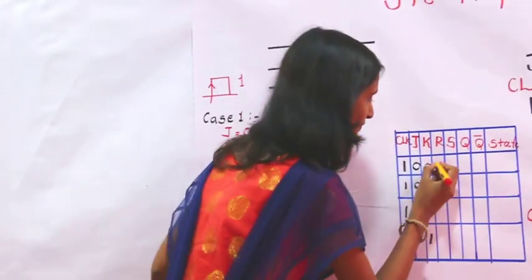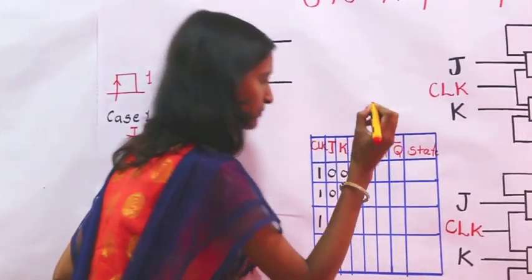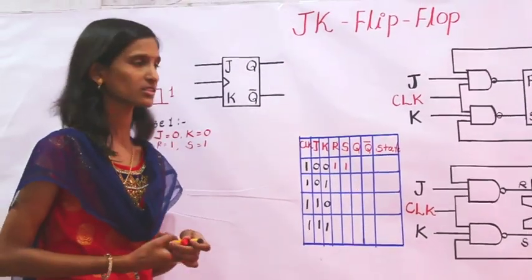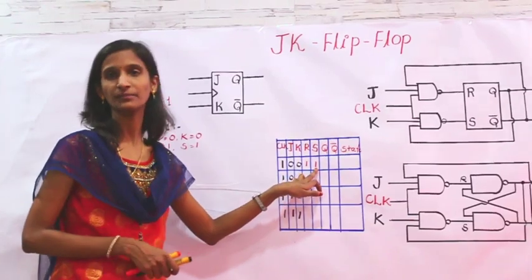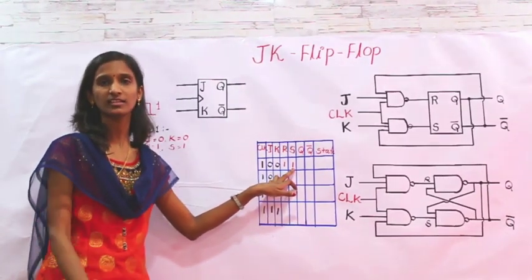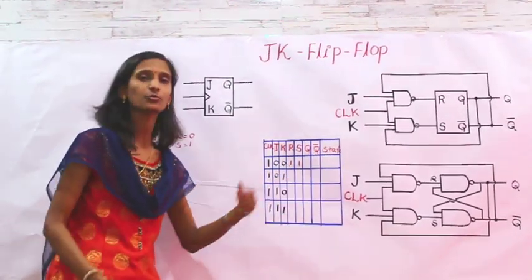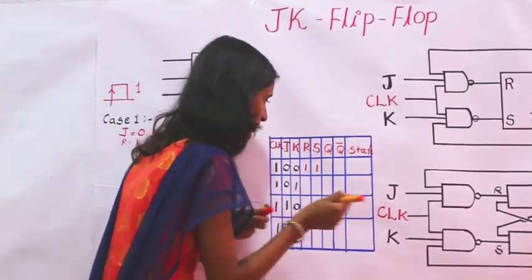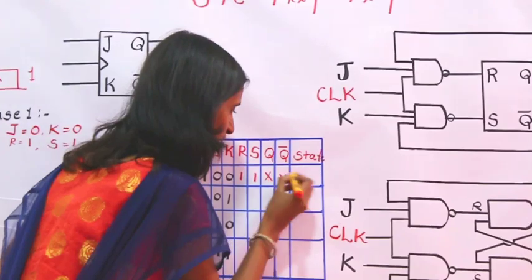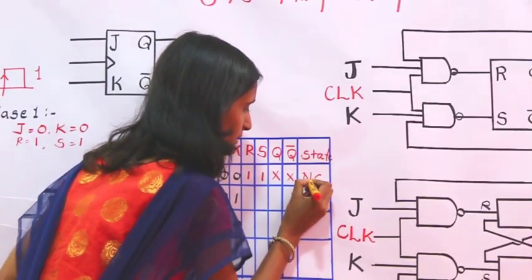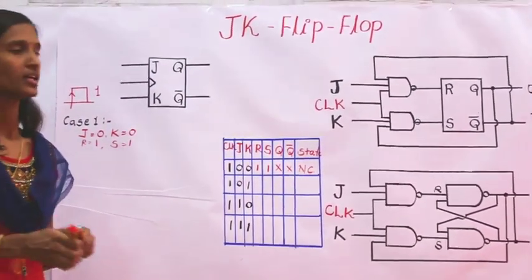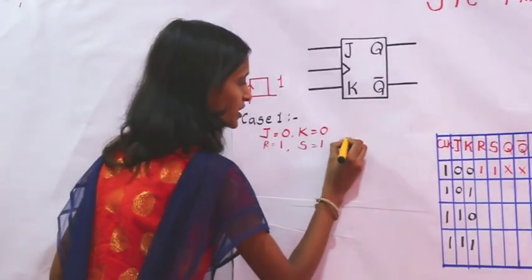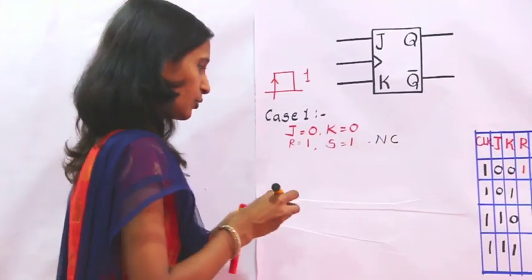So I will write here 1 and 1. In the RS flip-flop, we discussed this case of 1 and 1, which was the last case we discussed. Here we will get a no change condition, NC. So I will write here no change condition. Now case 2.